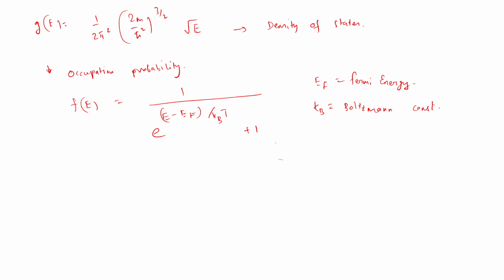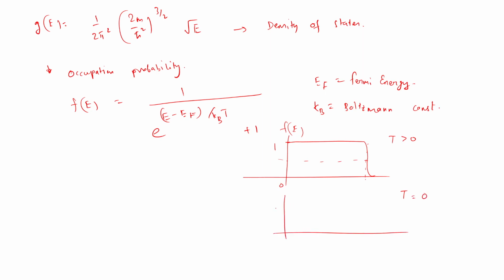So what do these functions look like? Since it is a probability, it will always be less than 1. At some finite temperature T greater than 0, it smoothly comes to 0, and at T equal to 0, it is just an abrupt change from 1 to 0, and this change occurs at EF, which is the Fermi energy.